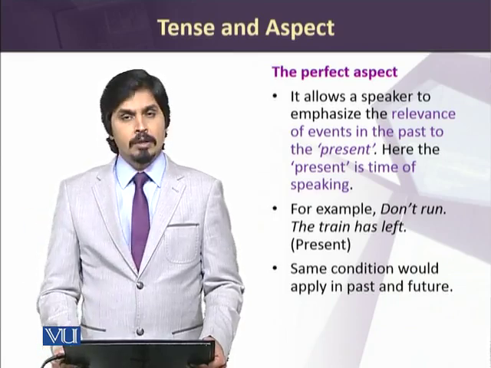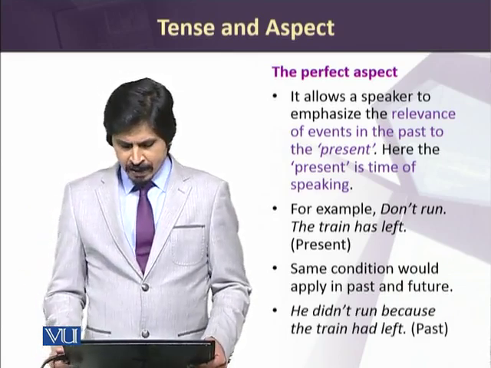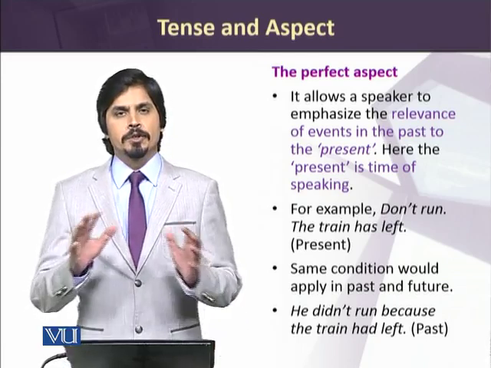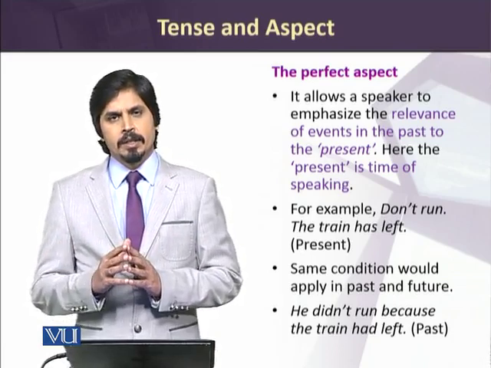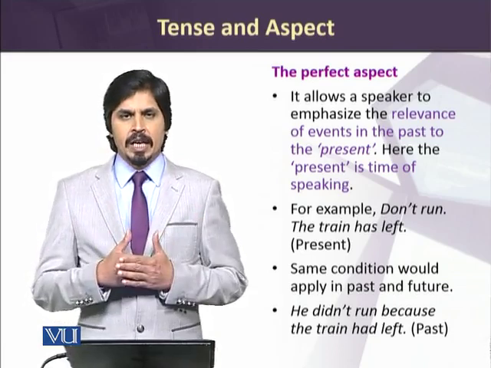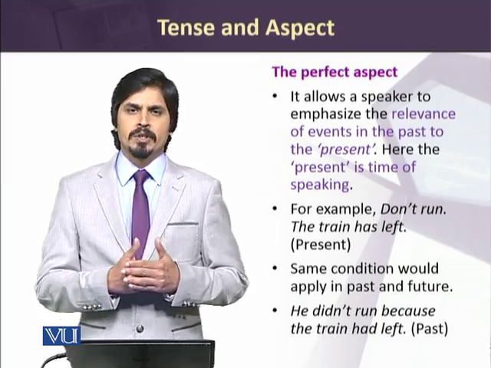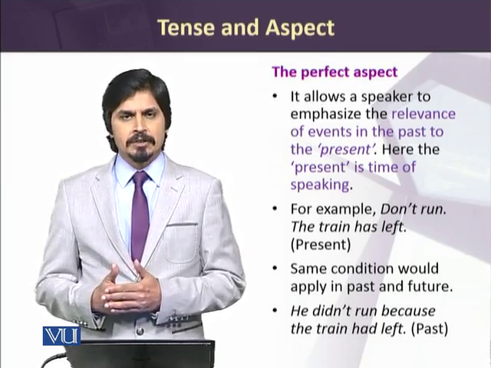The same condition would also apply in the past and future, and we can see an example here. He did not run because the train had left. This shows an action entirely in the past. So we can have these perfect situations both in present, with a combination of present and past, as well as future tenses.